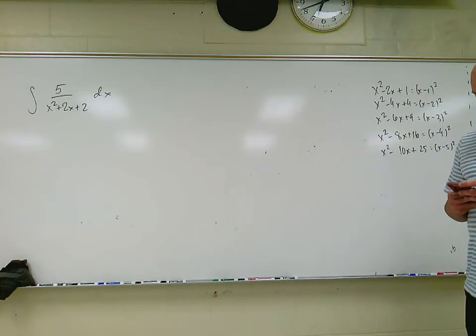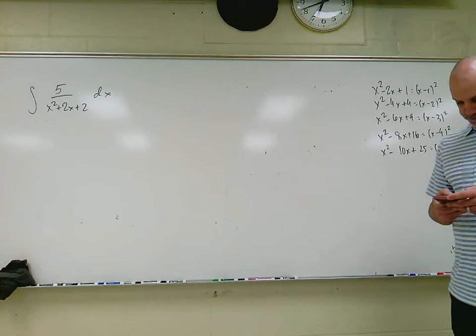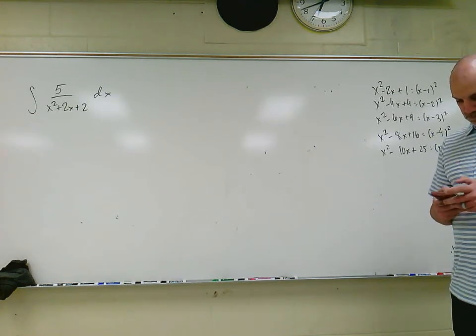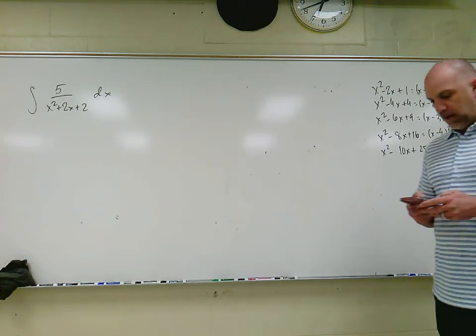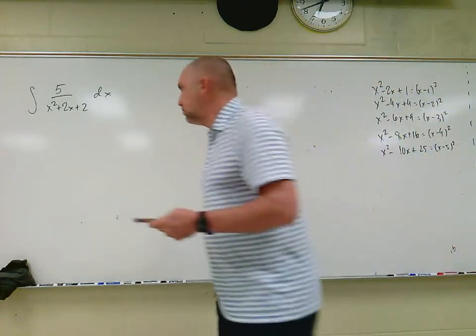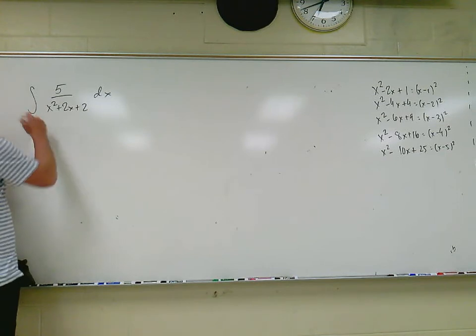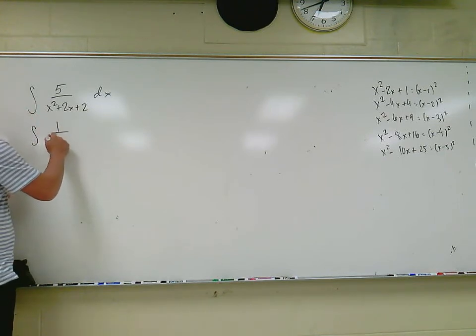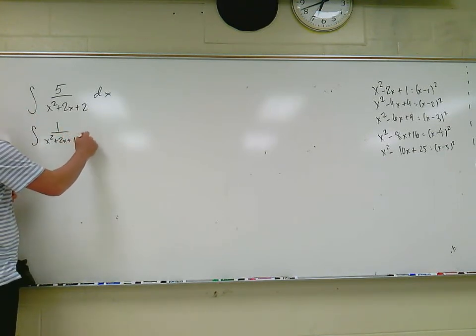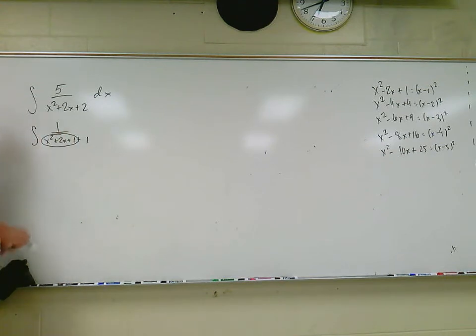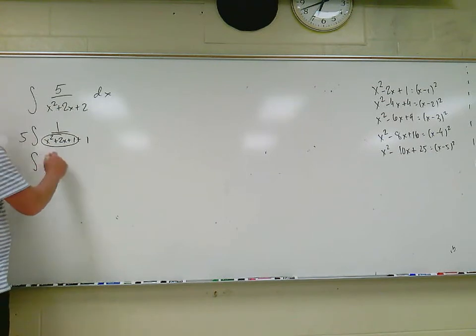Okay, let me just get this. All right. So, let's look at this. It's the 2. I need the last number to be a what? A 1. So I'm just going to break this up. I'm going to go ahead and take the 5 out. If we make the last number a 1, we do just plus 1 plus 1. Here is our perfect square trinomial. So it becomes 5 on the outside, x plus 1 squared plus 1.